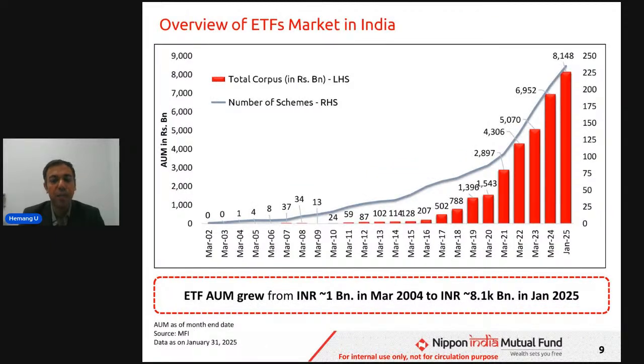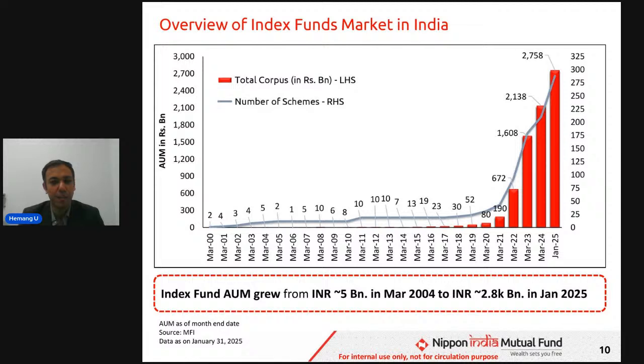Now, specifically speaking about ETFs, as you can see, the growth has been tremendous. The chart itself is at a 45-degree angle, and INR 1 billion in March 2004 has touched 8,100 billion in Jan 2025. Similar case with index funds. You can see the steep rise that is there since 2020. INR 5 billion in 2004 has touched 2,800 billion in 2025.